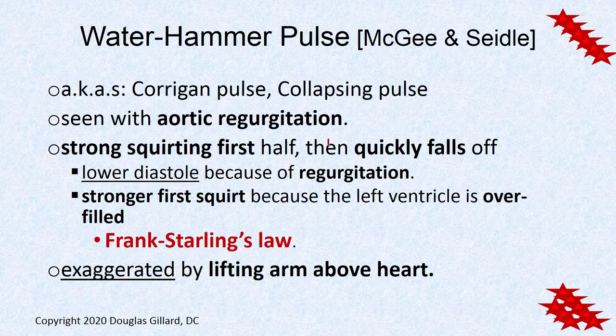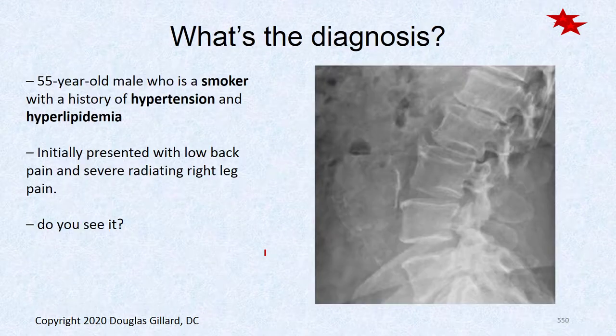But it's ridiculously short. It's like a quick poking of your fingers because diastole falls off really fast because the blood backwashes into the left ventricle. You can measure it, and you can see it by these measuring devices, but we don't do that. So one way to tell if you think it's a really strong, unusual pulse is lift your arm above the head and take the pulse again. It will exaggerate this hammering pulse, and that's called a water hammer, hence the hammer.